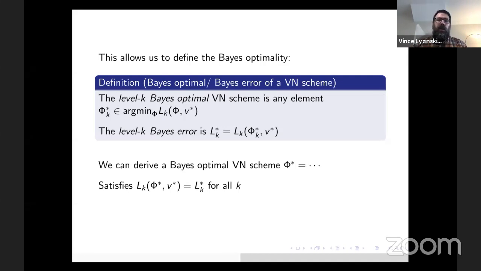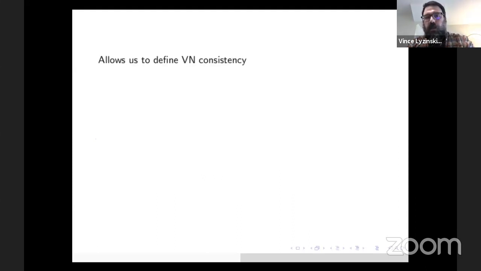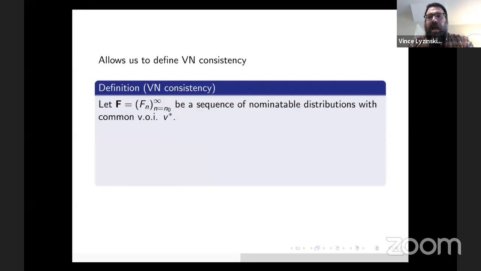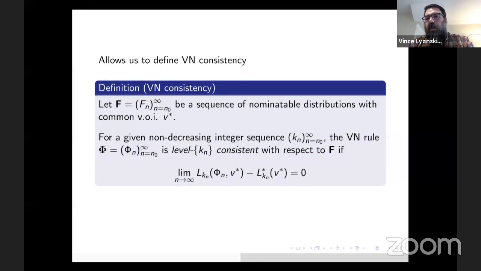We have a notion of Bayes error, and we have a Bayes optimal scheme, and we know that at least one Bayes optimal scheme exists, and it's Bayes optimal simultaneously across all levels of error. Okay, so this allows us to then define consistency. Loosely stated, it just means that if you have a Vn rule or a sequence of vertex nomination schemes, your loss converges to Bayes loss as n goes to infinity.